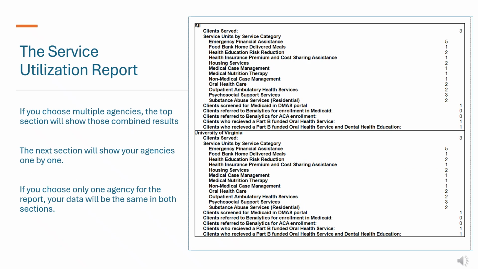If you are a contract monitor or services coordinator and need to pull the report for multiple agencies, you can. If you do select more than one agency, the top portion of the report will show the combined data. Below that, each individual agency will be shown. If you only choose one agency, the data will be the same in both the top and the bottom sections. This report shows the number of clients served and then a count of service units for each service category.